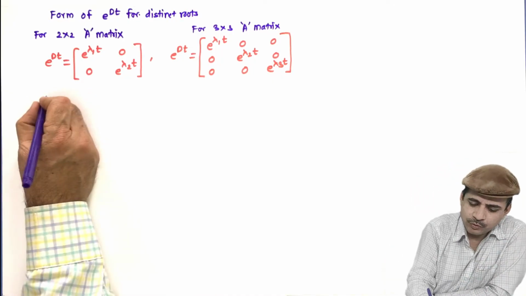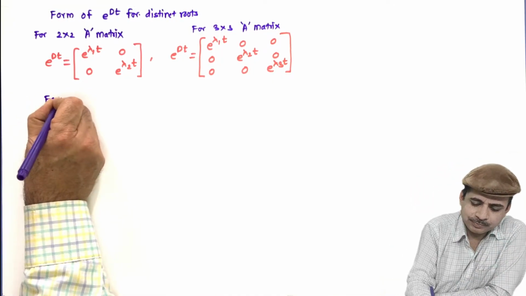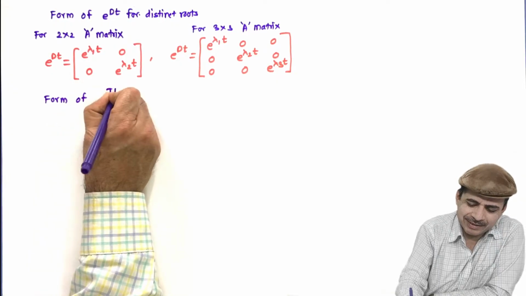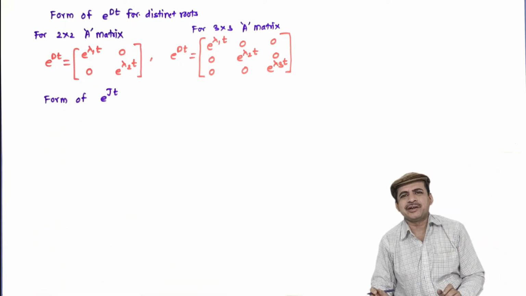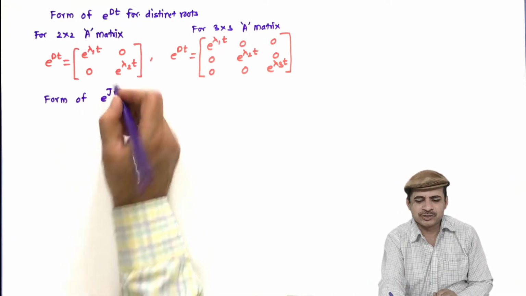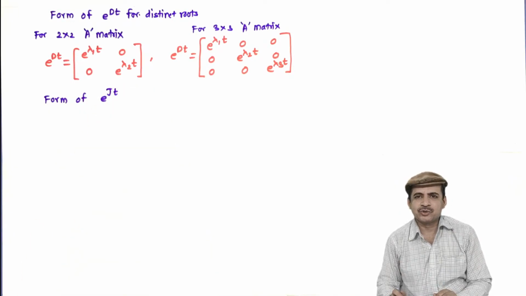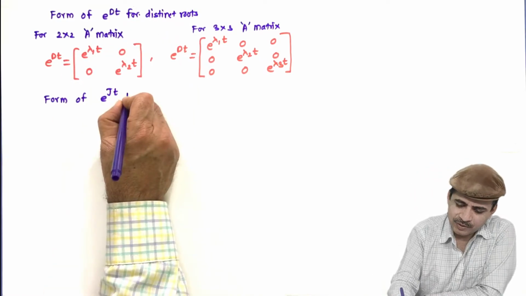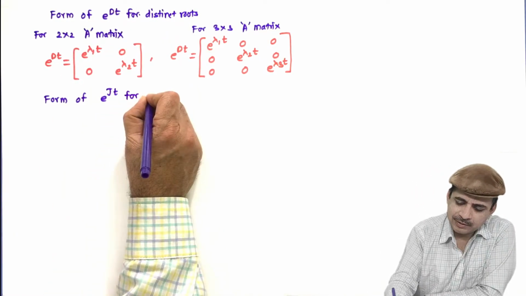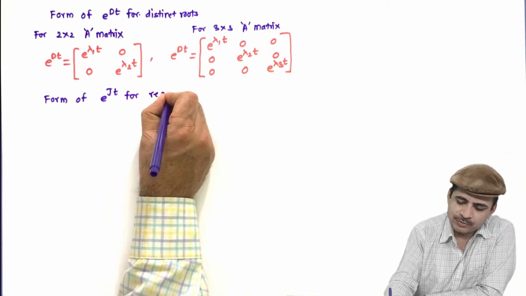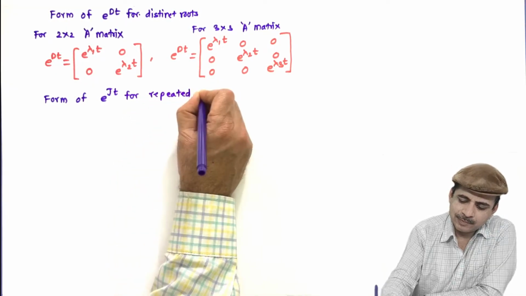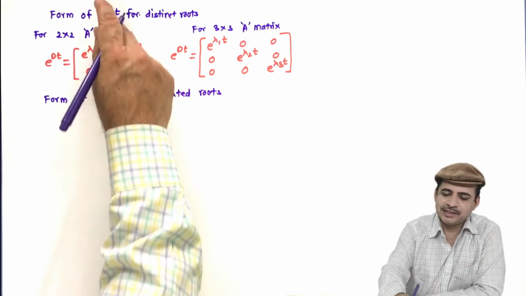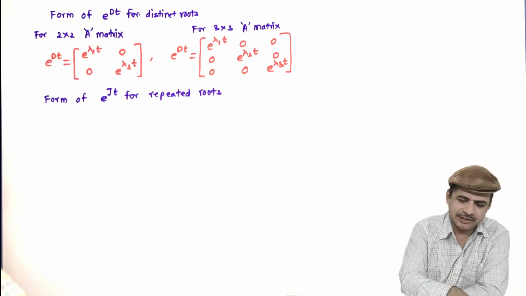Now what we will do, we will say the form of e raised to jt. Actually they are the same, just that for repeated roots we are calling it a Jordan matrix, so jt, and for distinct roots we are calling it a diagonal matrix, so it is dt. So this is for repeated roots only and this is for distinct roots only.